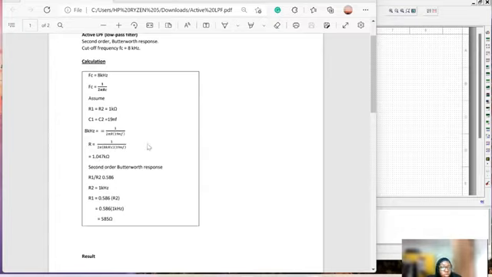which equals 1.047 kilo ohm. So for the second order Butterworth response, I assume R1 over R2 is equal to 0.586 and R2 equals 1 kilo ohm. So R1 is equal to 0.586 times R2, which is 0.586 times 1 kilo ohm, which equals 586 ohm.